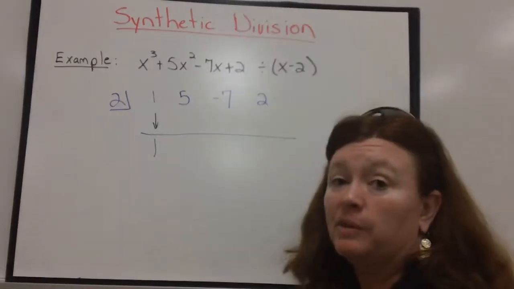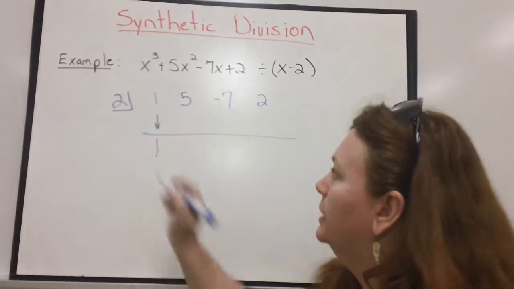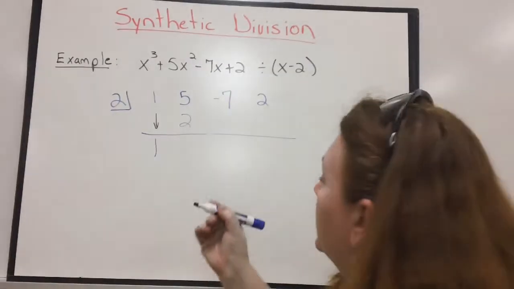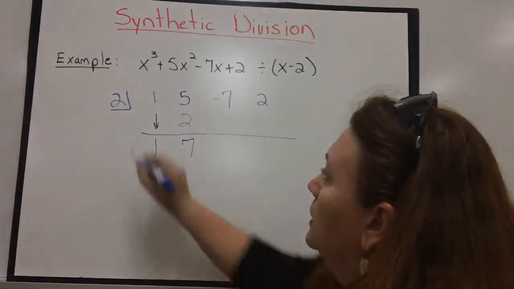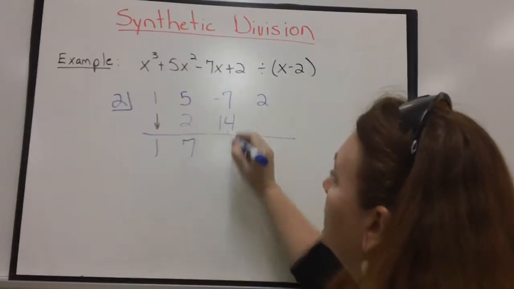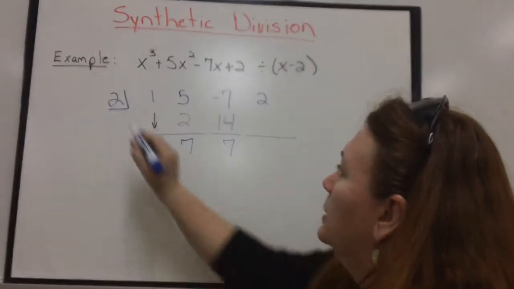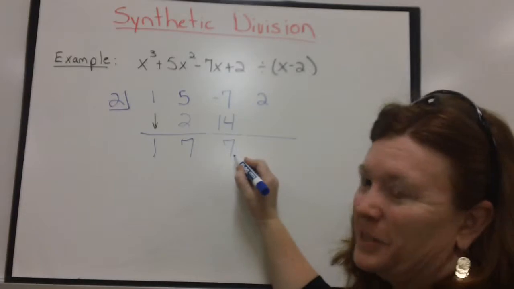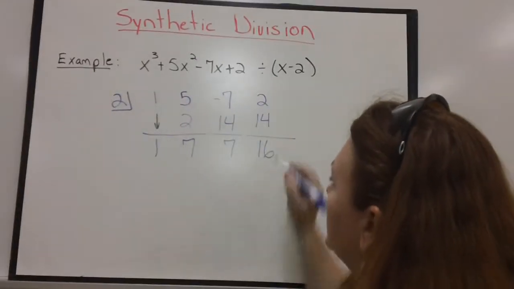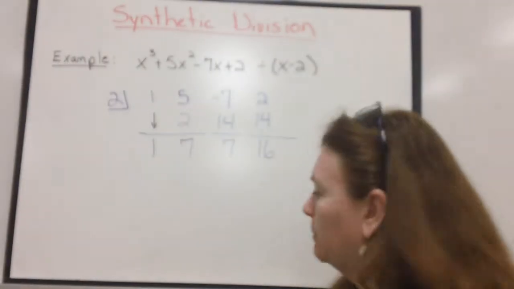Now, all I have to do from here out is multiply and add. Multiply and add. 2 times 1 is 2. Add them and get 7. 2 times 7 is 14. Write it here. Add them and get another 7. 2 times 7 is 14. Add them, and I get 16. Well, I have a bunch of numbers, and they actually mean something.